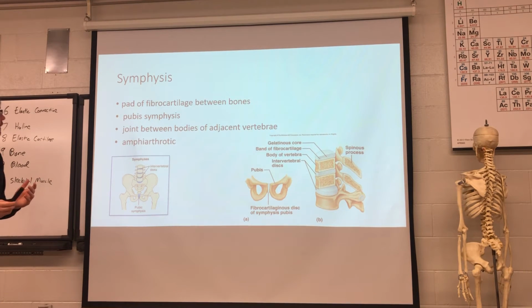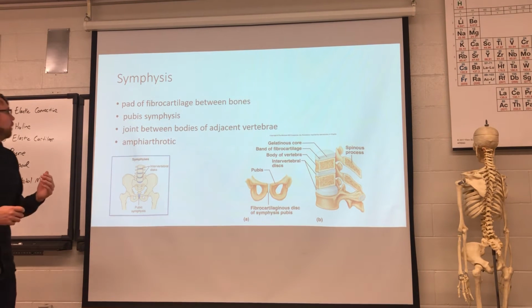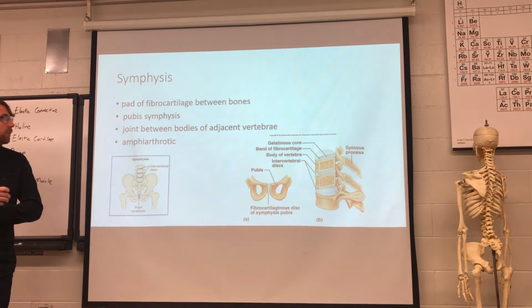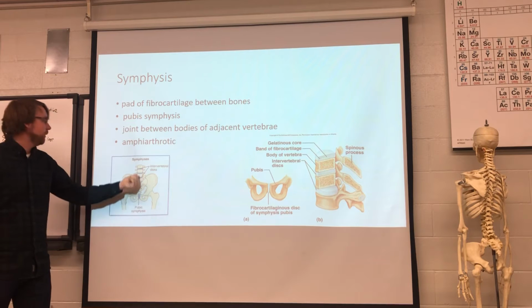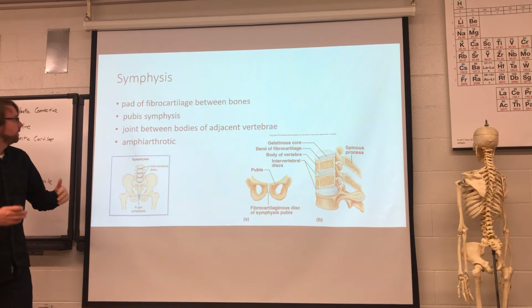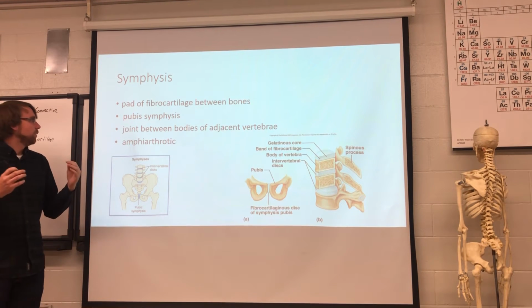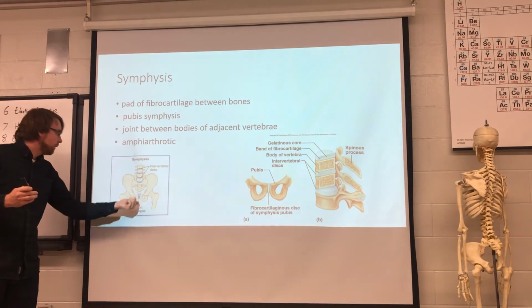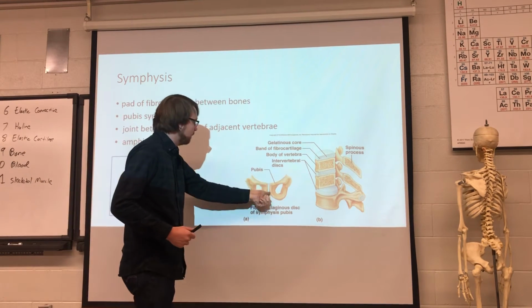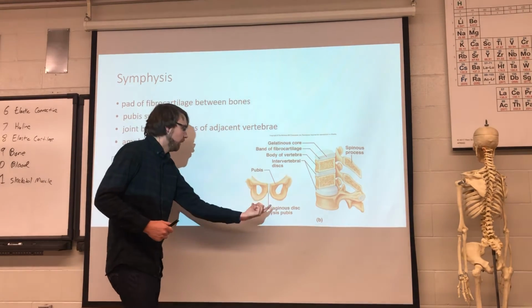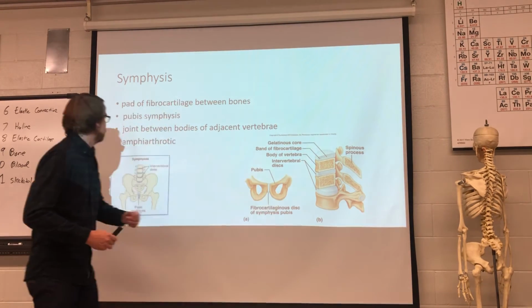The other type is a symphysis, which is a pad of fibrocartilage between bones. So you have a few examples of this. You're going to have this in your intervertebral discs, the joint between adjacent vertebrae, and your pubic symphysis, where you have this pad of fibrocartilage connecting your pelvis.